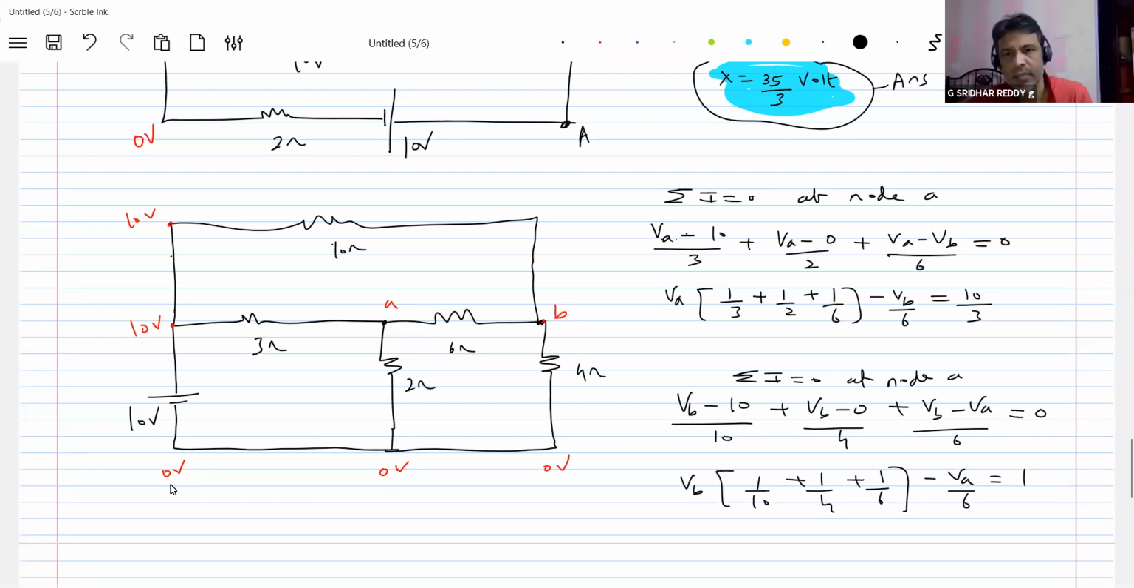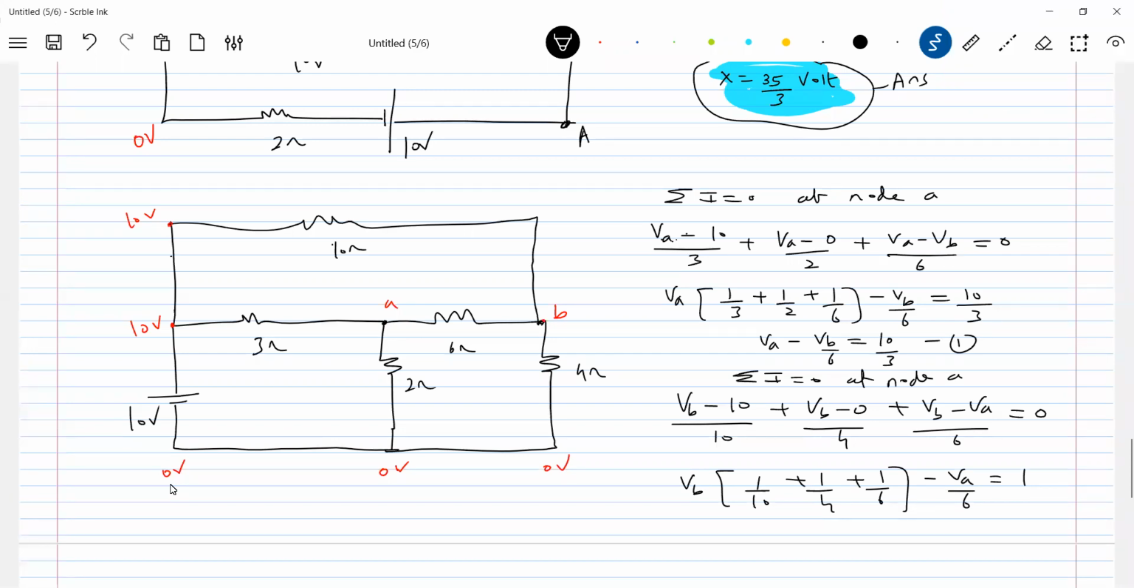How will this equation be? 5 by 6. I think this will become VA. VA minus VB by 6 equal to 10 by 3. This is equation 1. Ten by 24, 1 by 24. Any equation? Second equation. How did I get the values of VA and VB?